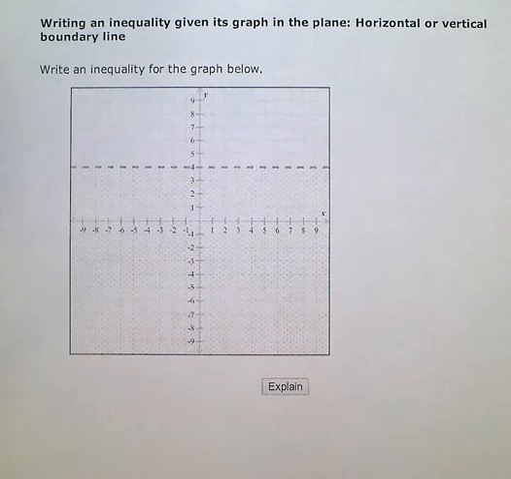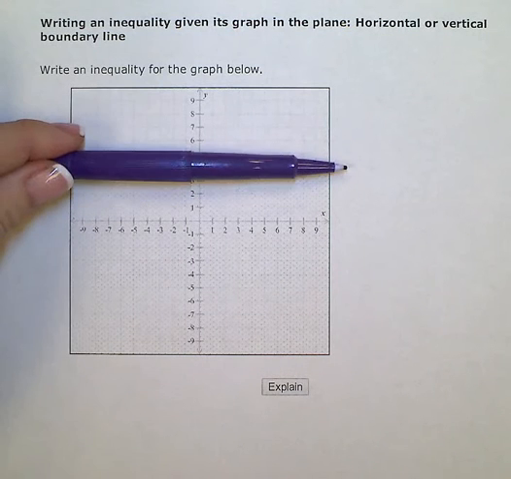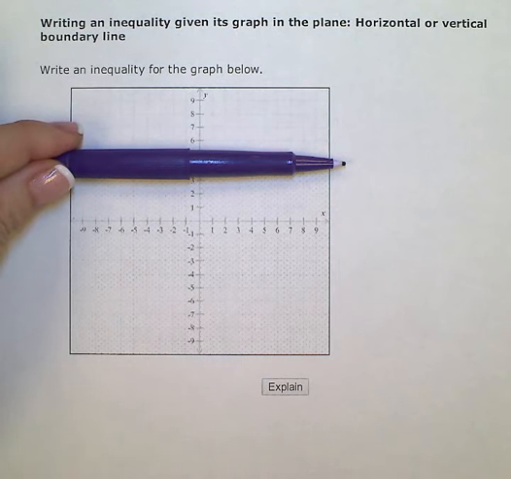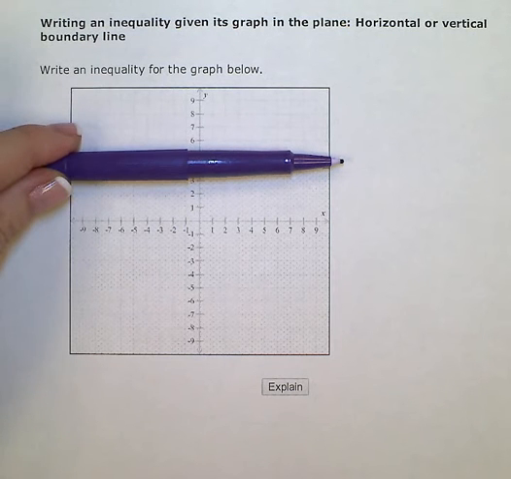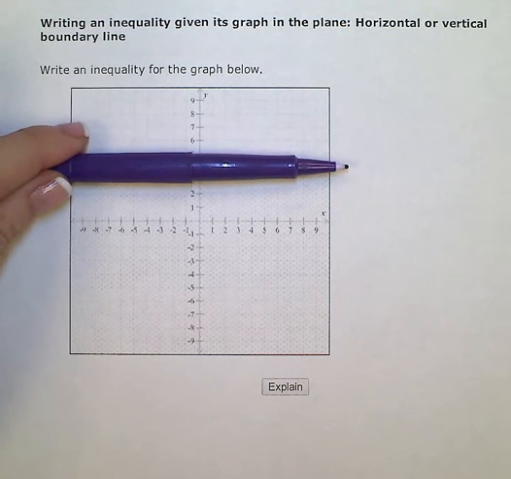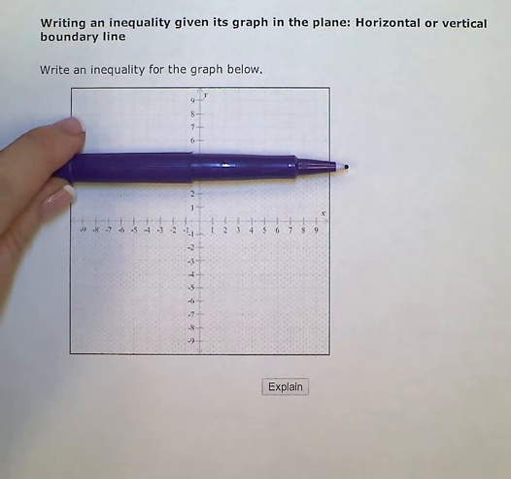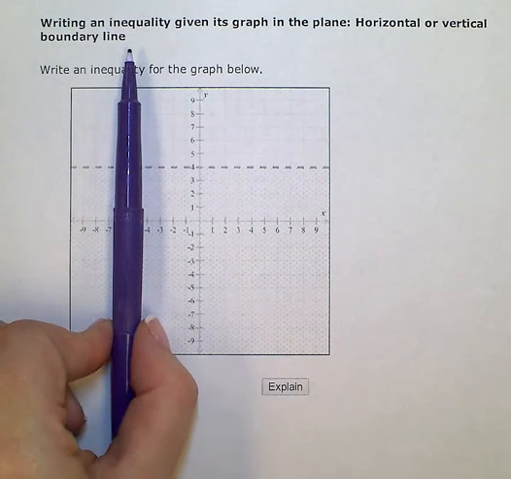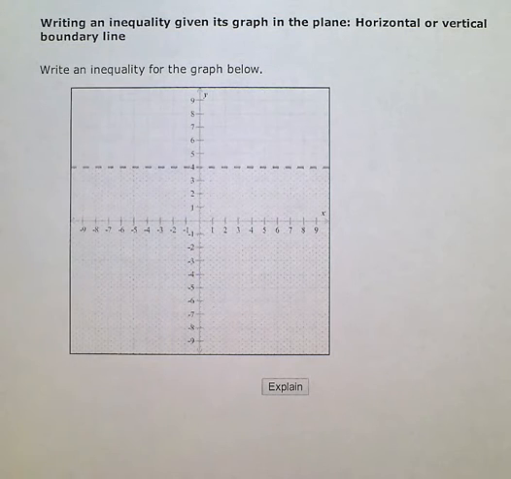So if I look at my boundary line, it's a perfectly horizontal line. And I know if I have a graph and my line is either perfectly horizontal or perfectly vertical, that my corresponding equation is going to be x equals something or y equals something. But it'll only have an x or only have a y, but not both, okay?